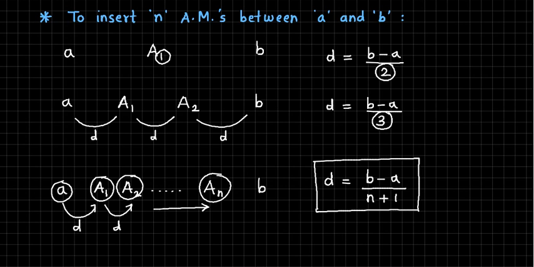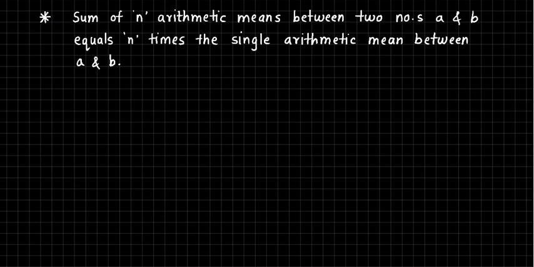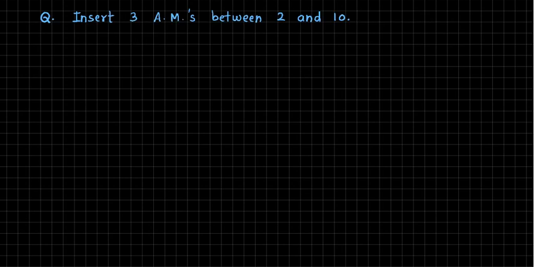Now let's go ahead and see one important property related with this, that says the sum of n arithmetic means between two numbers a and b equals n times the single arithmetic mean between the numbers a and b. So you see, if we have inserted n arithmetic means and if we take the sum of them, that is same as n times if we take a single mean between a and b. Now let us solve one question based on this to practice.